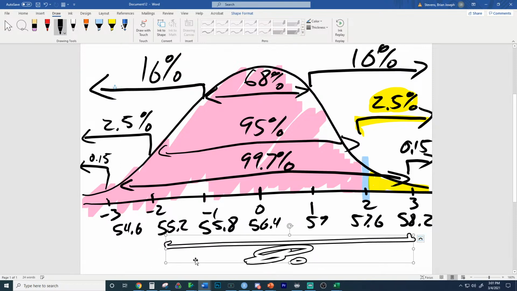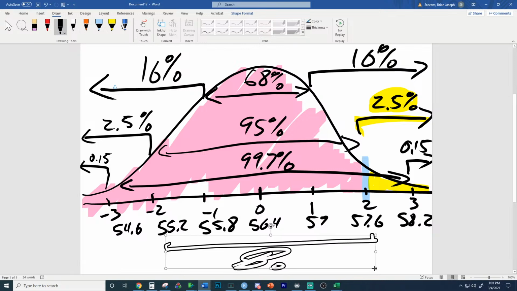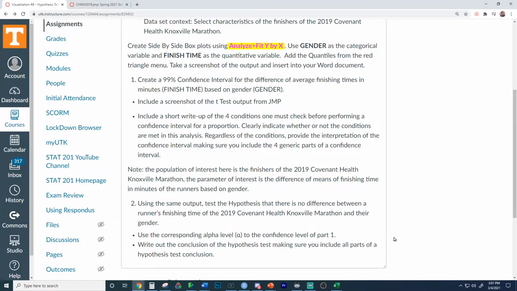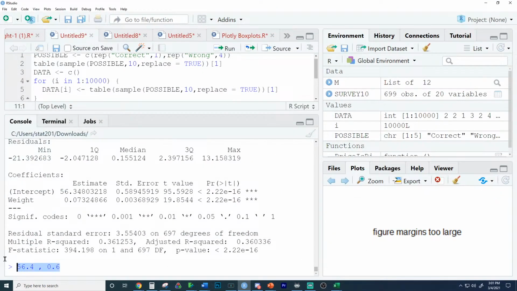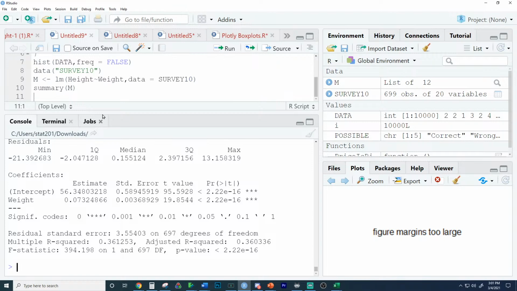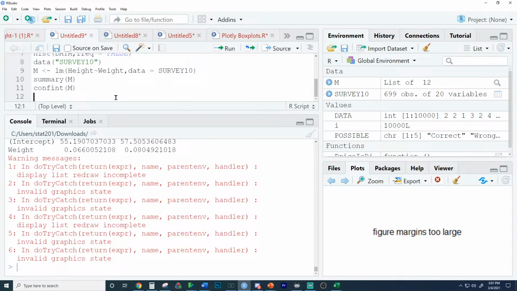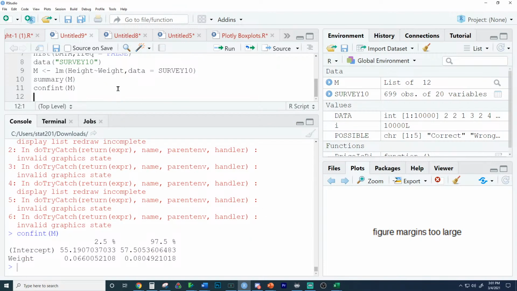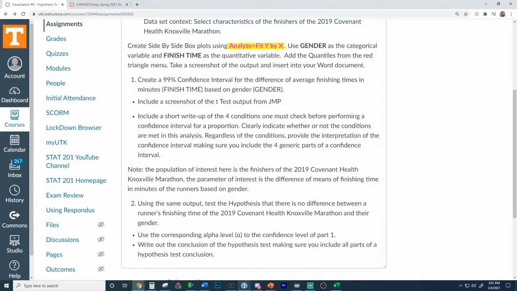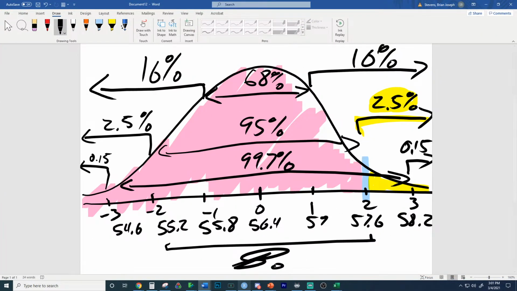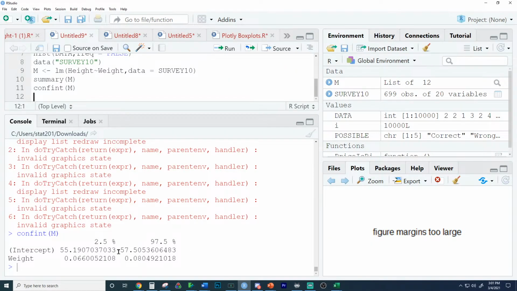I want us to focus on the 95% confident interval because this is helpful later in the assignment. If I remember these numbers, 55.2 and 57.6, and go back to R and use confint for the model, confint makes confidence intervals for the coefficients. We talked about this a little this morning too. Remember those numbers we just saw? 55.2, look at that. 55.2 and 57.6.